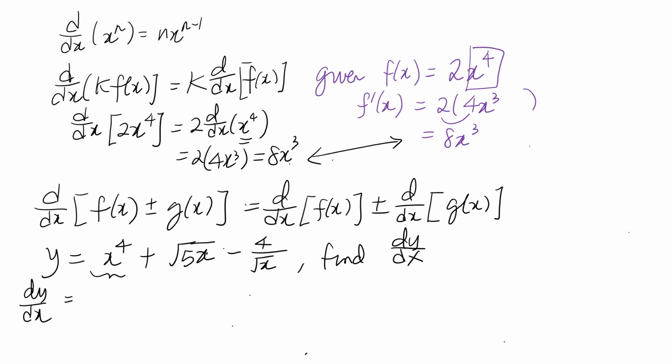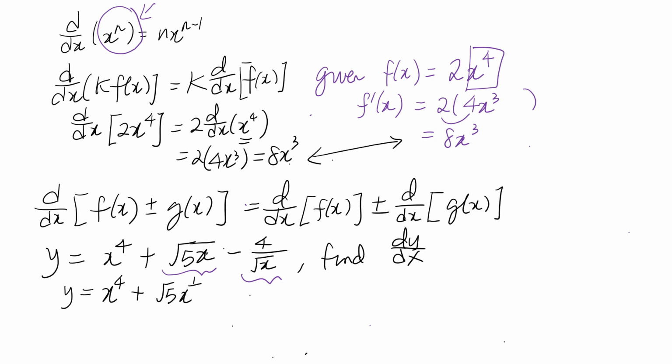Okay, wait. Before we differentiate, let's do some simplification first. Very important. You need to convert this into the raw format. Always remember that. Convert whatever equations you're given into the raw format before you apply the rule. So x to the power 4 is x to the power 4, you don't need to convert it. This one here means square root 5, then x to the power half. This part means 4, and then x to the power negative half. All right, so now we have converted.